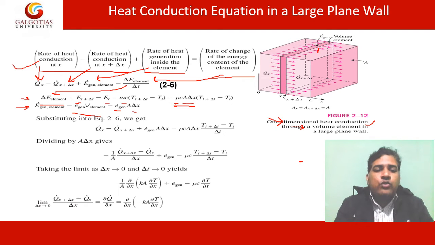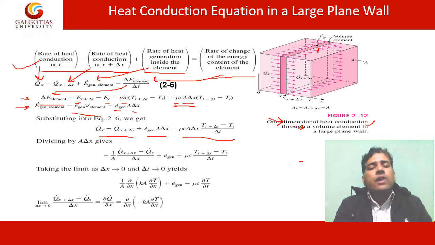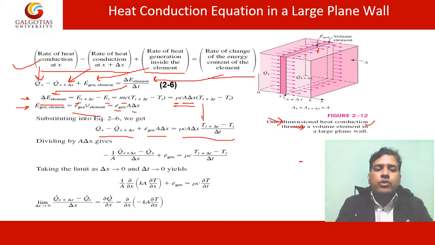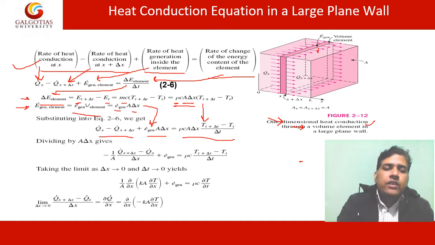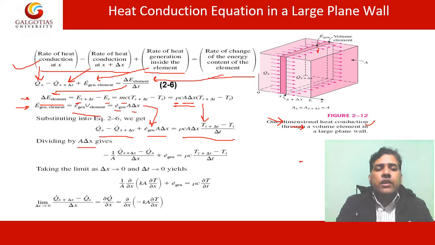So we get qx minus qx plus delta x, plus e generation times A delta x, equals rho c A delta x times the temperature change. Okay, so we have put these quantities within this equation. Now divide this equation by A into delta x.